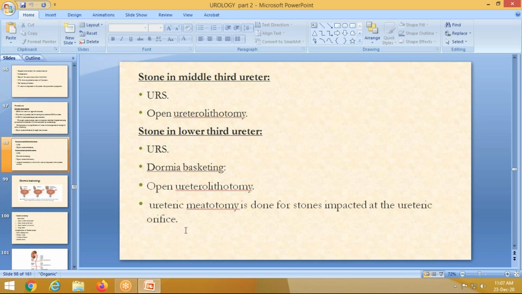Suppose the stone is present within the bladder, at the opening of the ureter into the bladder, you should do open meatotomy. Meatotomy means you have to enlarge the opening of the narrowing part and remove the stone. That is called ureterotomy.